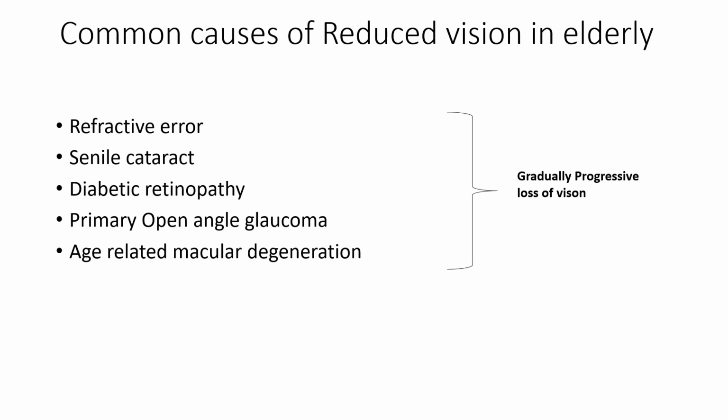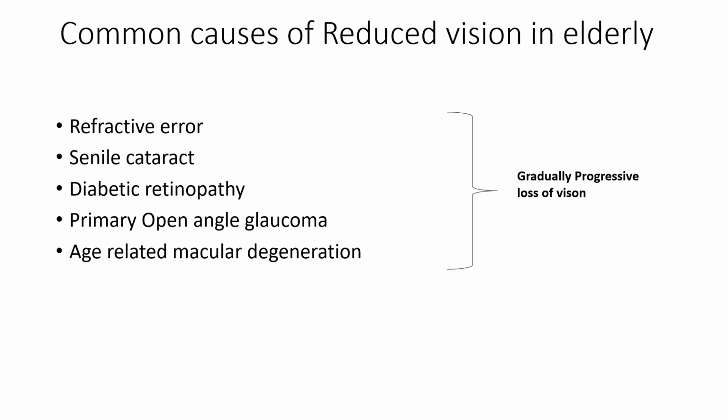Now, usually it will not be told that it's a cataract case. Usually it will be a reduced vision in elderly. So you will have to examine the patient for all these conditions and then rule out these conditions and then say it is a cataract case.